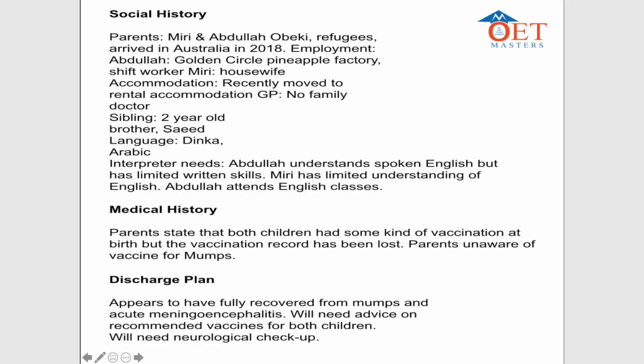Let's see on the screen what does the next task in the continuous says. So that's social history. Yes, you'll be given a social history where you will be told that if the patient speaks your language or not, if the patient requires interpreter or not. Medical history, which is really important. For here, for this example, you see that parents state that both children had some kind of vaccination at birth, but the vaccination record has been lost. Parents are unaware of vaccine for mumps. This is very usual task.